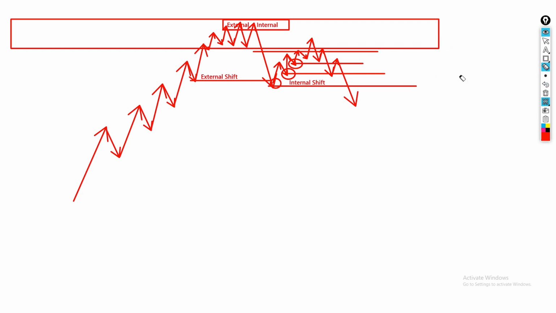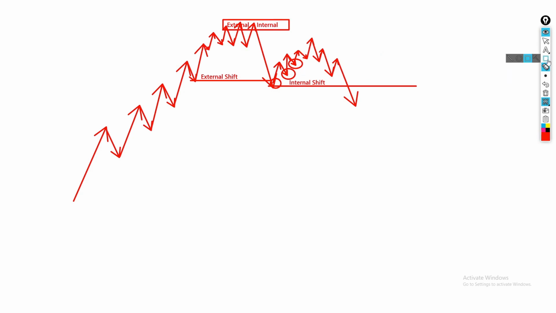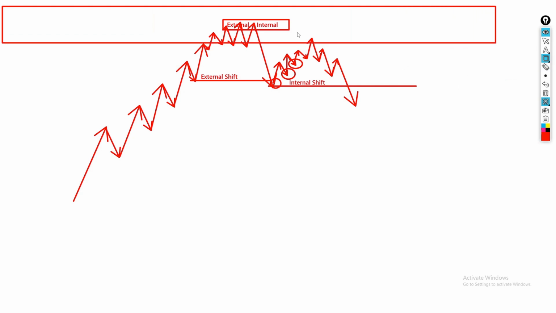So let's actually get rid of this because it's getting pretty messy. You get your internal shift. Whoops, let's keep the point of interest. You get your internal shift and now you're valid for sell positions. So you identify a potential FU candle over here with no mitigation.